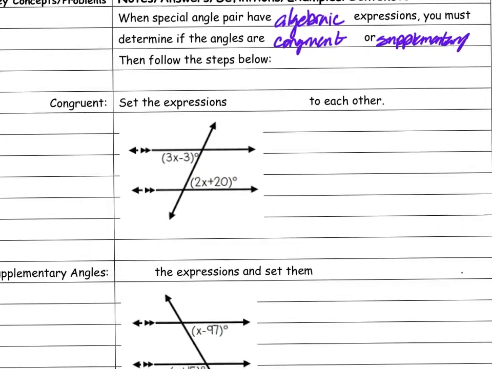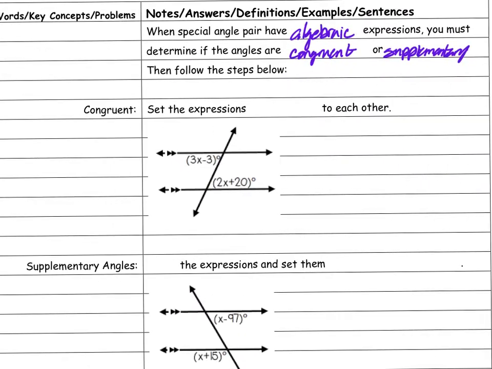So if they're congruent, we're going to set the expressions equal to each other, and then we're going to solve. So if I look at the picture that I have, I know that this angle and this angle are alternate interior angles. And alternate interior angles are congruent to each other. We know that from our definition. So that means that they're equal to each other.